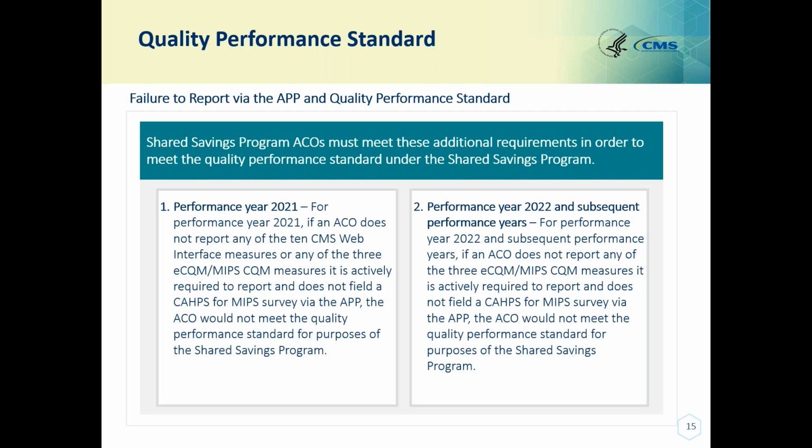In slide 15, we describe an additional requirement that ACOs are subject to in order to meet the quality performance standard under the Shared Savings Program. So for performance year 2021, if an ACO does not report any of the 10 CMS web interface measures or any of the 3 ECQMs, MIPS CQMs, and doesn't field a CAHPS for MIPS survey, then the ACO would not meet the quality performance standard for purposes of the Shared Savings Program.